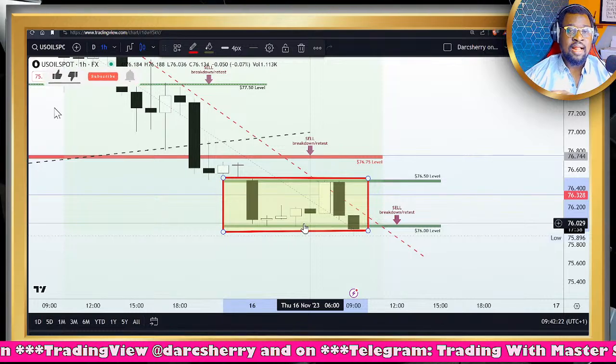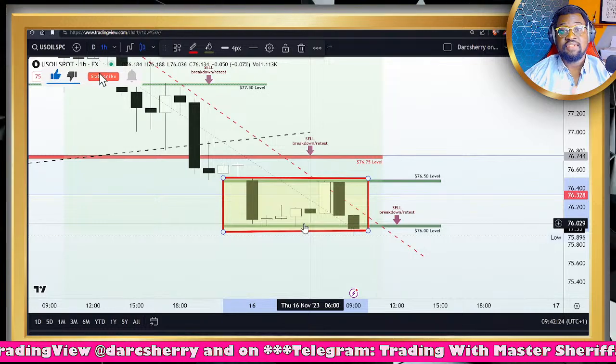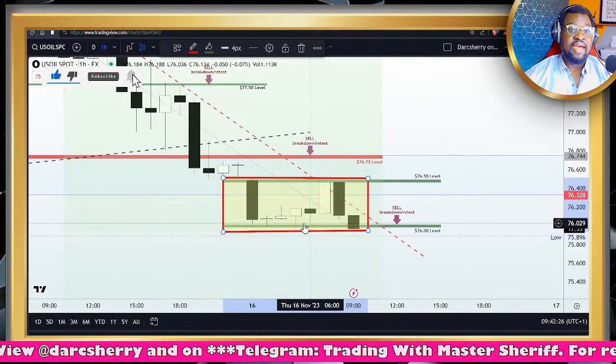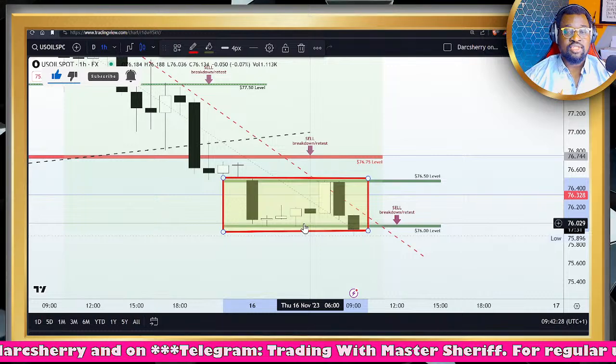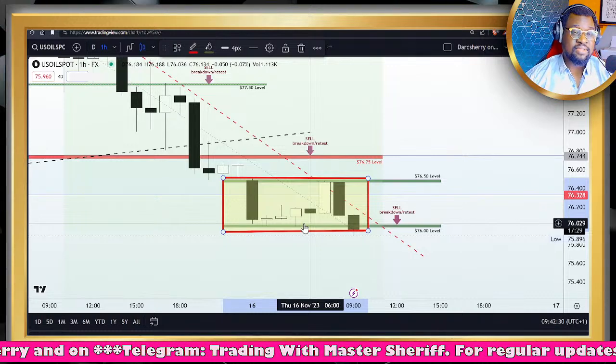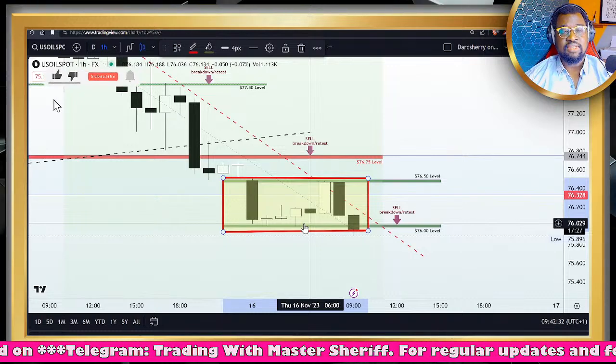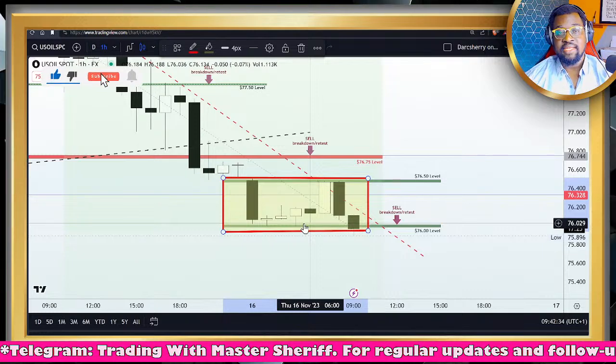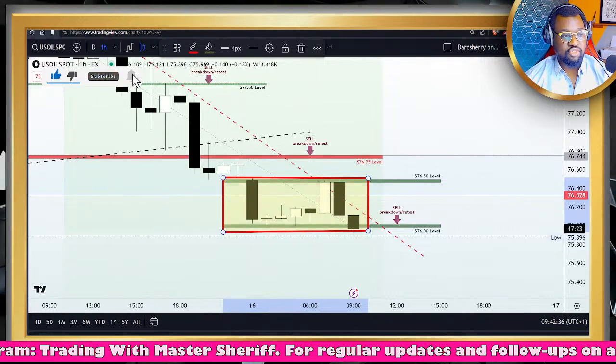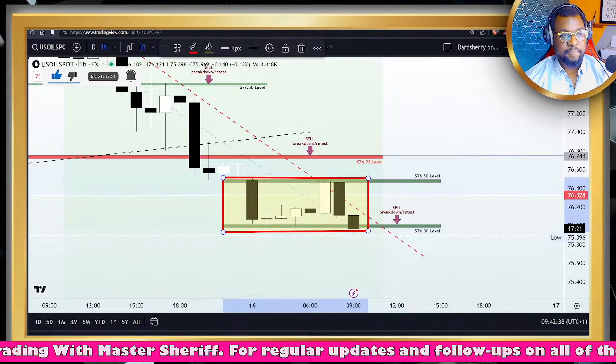As usual, I will be taking the next 10 to 15 seconds off to see if there are any questions, while you can also use that time to mark out these levels on your chart, as you will be needing them as a guiding light to make your own independent trading decisions today.